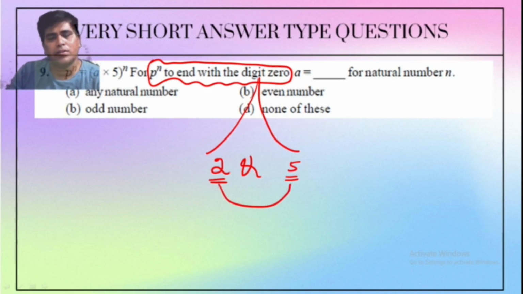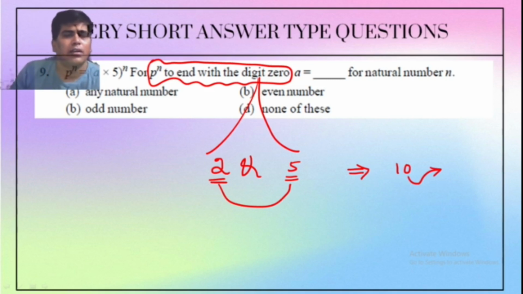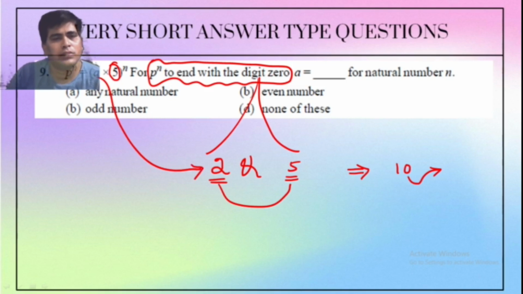So 2 fives are 10. The product is 10. That's why definitely that ends with 0. So it's a very simple question. We can understand that it should have prime factors 2 and 5. So 5 we already have as a prime factor. So what about 2? So a directly is equal to 2.